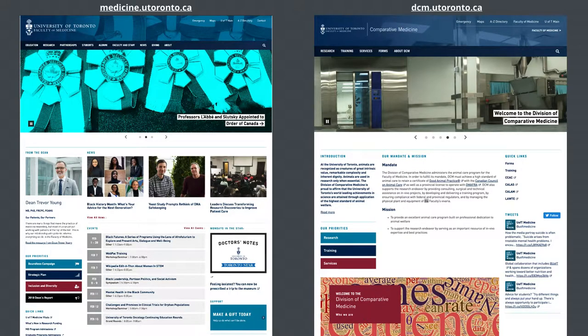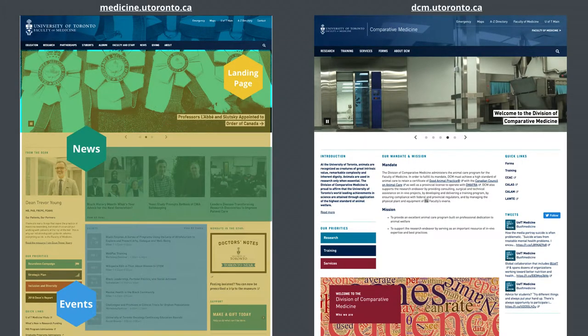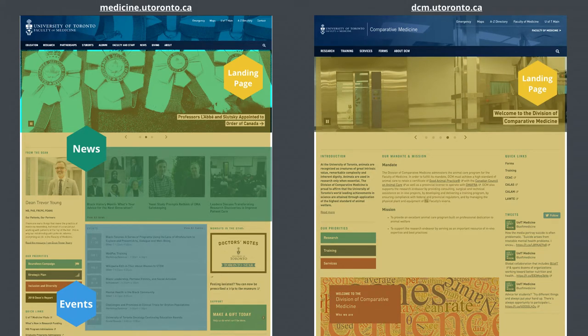So what these actually look like, we have the medicine website on the left, which is kind of the Royale website that was the ancestor of all of them. So basically it implements almost all the features. And the comparative medicine website on the right with just a few features enabled. So you can see there's an example of the news feature and the events feature that appear on the medicine website, and they simply don't appear on the comparative medicine website. But the landing page builder, which is a core feature, is on both. And it allows you to configure and implement a nice robust layout in both circumstances. But from a content perspective, the comparative medicine team didn't want to deal with the effort of producing news and events on their website.